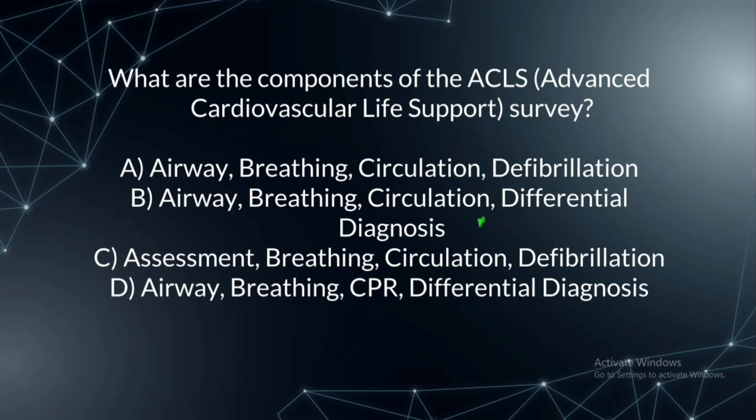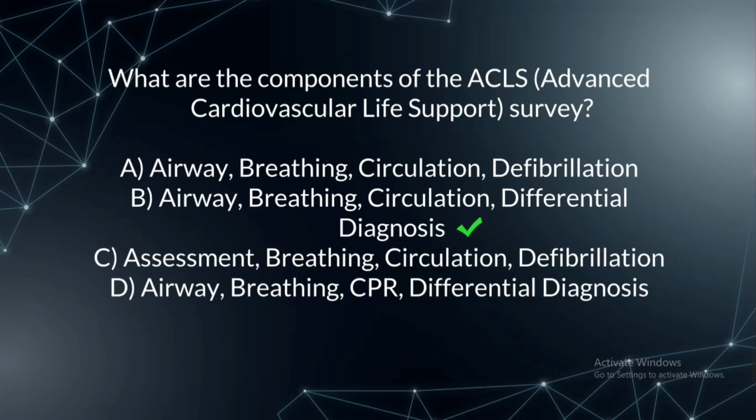ACLS survey means how we assess the patient in accordance with the ACLS protocol. So ACLS suggests your CABD, that is circulation. You have to check for circulation, airway, breathing, and D, differential diagnosis. We studied that when there is no shockable rhythm, or the patient is not gaining consciousness, you have to keep assessing, treat the underlying causes, treat the reversible causes, as was written there. So differential diagnosis means you have to check whether the patient is suffering from any reversible cause that you can reverse by providing an intervention specific to that cause.